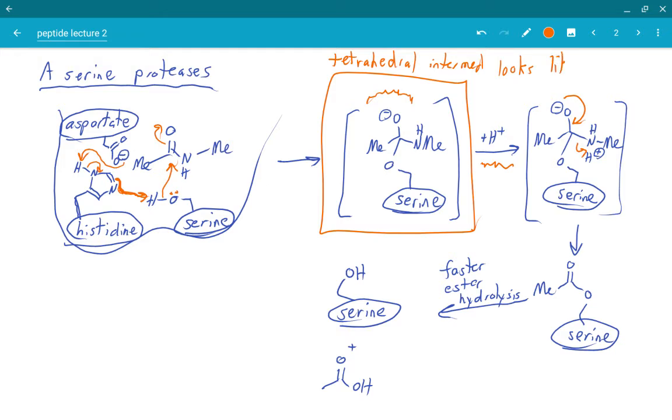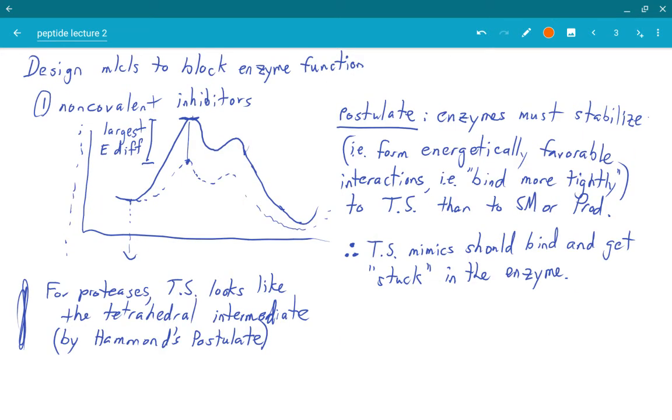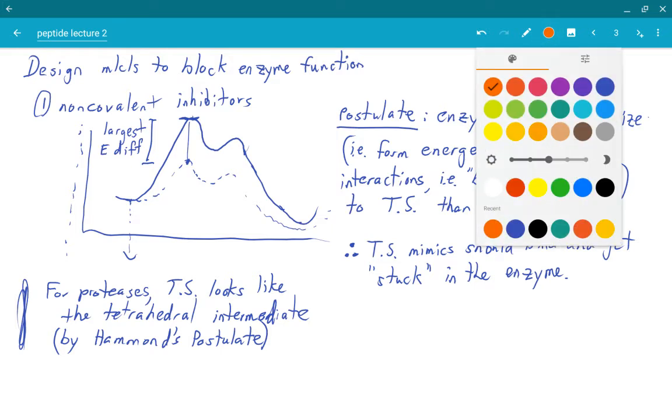And the postulate is that this looks like the transition state for this reaction. So I want molecules that look like this transition state. I can't actually use the transition state because that doesn't exist. I can't even use this tetrahedral intermediate because it'll fall apart immediately, right? So I need molecules that look like transition states, like this tetrahedral intermediate in broad strokes, but aren't.